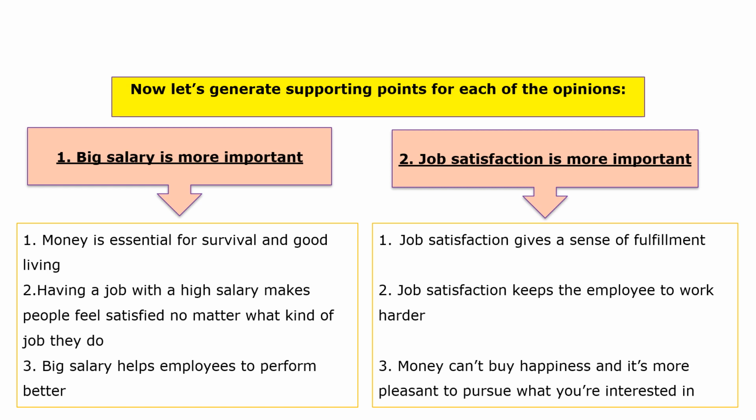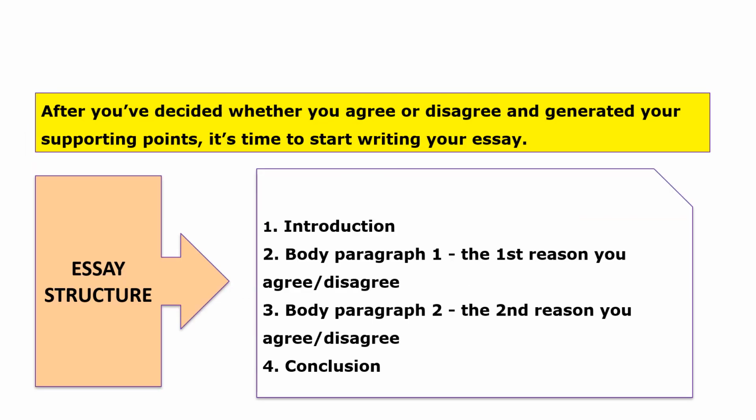And you might have observed that for each of the opinions, 3 points are given. Because you have to write your answer in 250 words, you need to have enough points to explain by giving examples and to give further information about it. Now, once you have decided whether you agree or disagree with the topic, and you have generated supporting ideas, then you may start writing your essay following the structure.